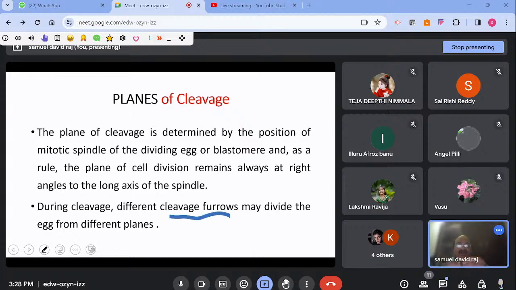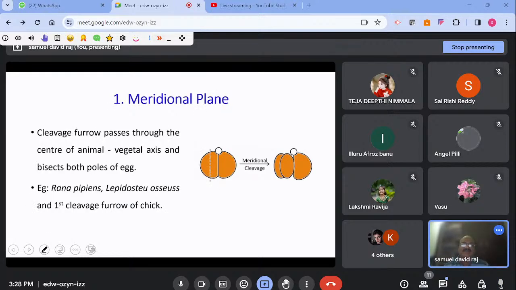During cleavage, different cleavage furrows, which are nothing but constrictions, divide the egg from different planes. Let's see the planes. The first one is a meridional plane. Meridional plane runs from animal pole to vegetal pole, and that too exactly through the center. So when the cleavage furrow passes through the center of the animal-vegetal axis and divides the egg into two equal sized daughter cells or blastomeres, it is called a meridional plane.